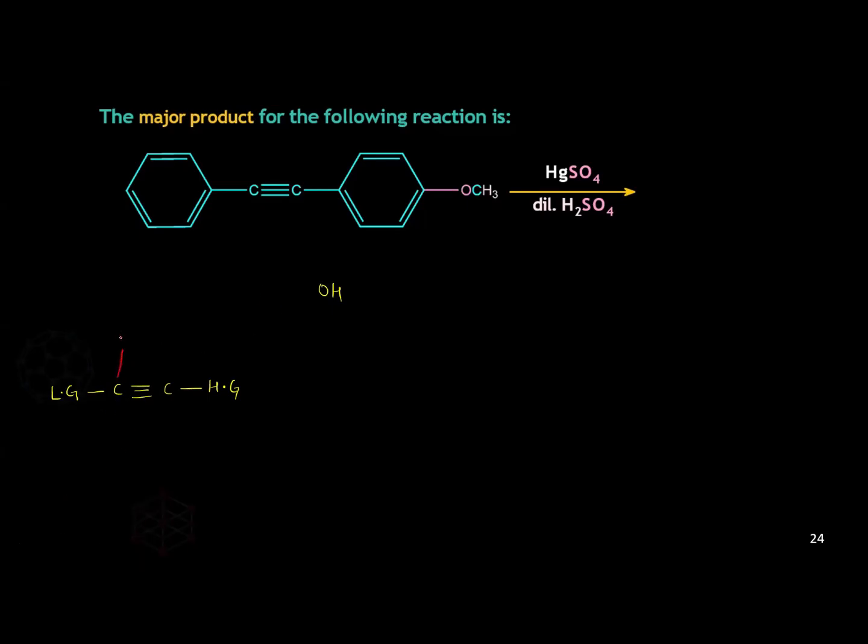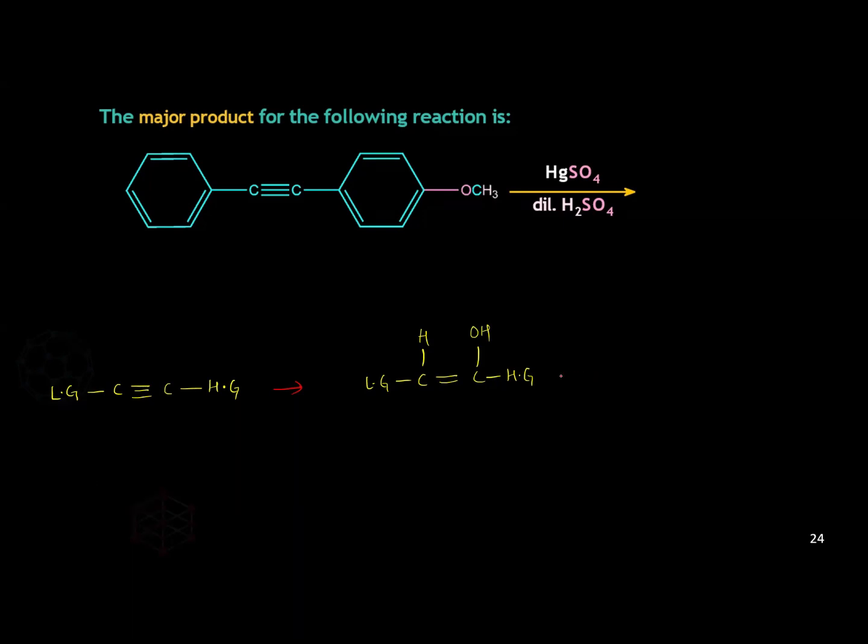Let's see, this reaction will happen like this. Lighter group, carbon, double bond, carbon, heavier group. So hydrogen will attach here and OH will attach here. That's how the triple bond is converted into the double bond. Now the further conversion will happen by breaking the bond.